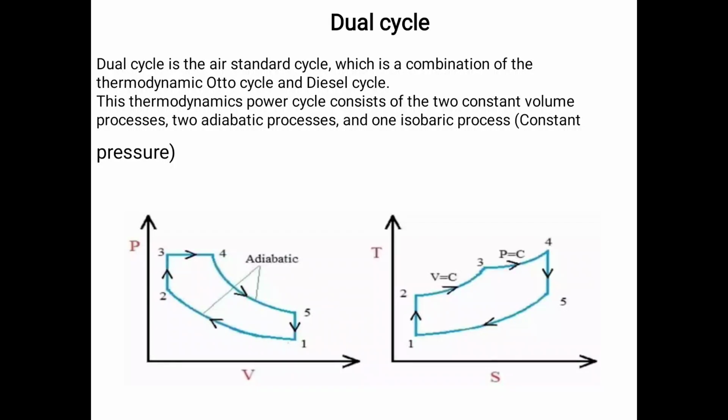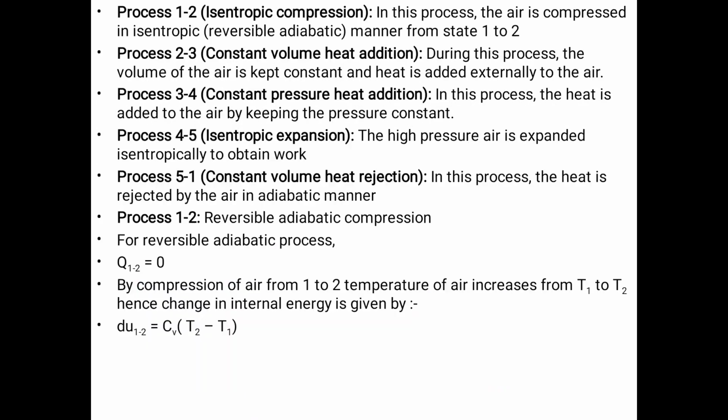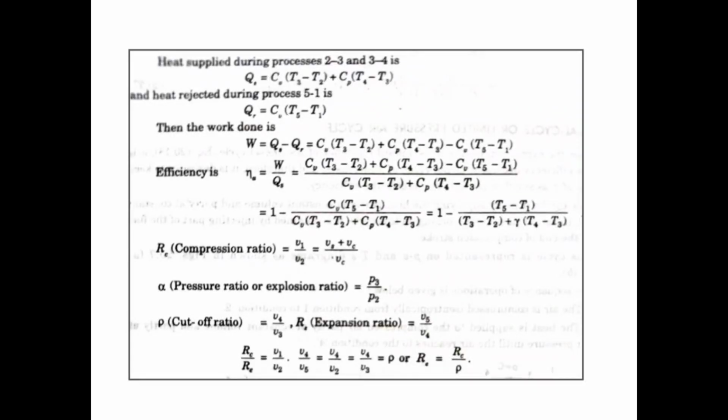The work done by the cycle per kg of air and the air standard efficiency of the cycle can be calculated using these equations. The heat supplied during the processes 2 to 3 and 3 to 4 is Qs equal to Cv into (T3 minus T2) plus Cp into (T4 minus T3). Here Cv is the specific heat at constant volume and Cp is the specific heat at constant pressure. The heat rejection during the process 5 to 1 is Qr equal to Cv into (T5 minus T1). Then the work done is W equal to Qs minus Qr, that is Cv into (T3 minus T2) plus Cp into (T4 minus T3) minus Cv into (T5 minus T1).